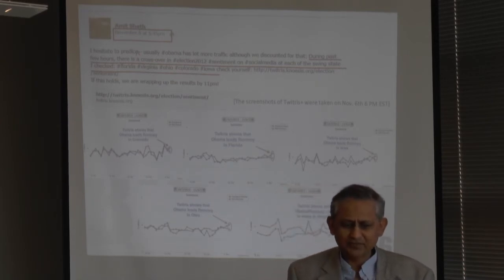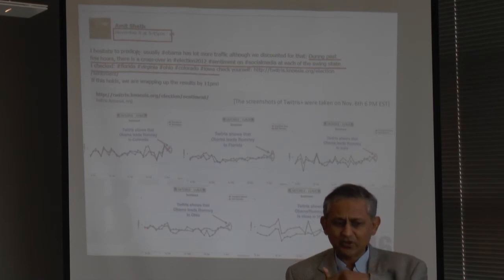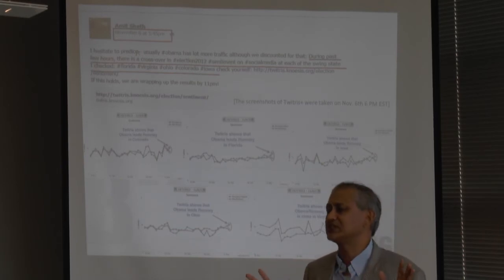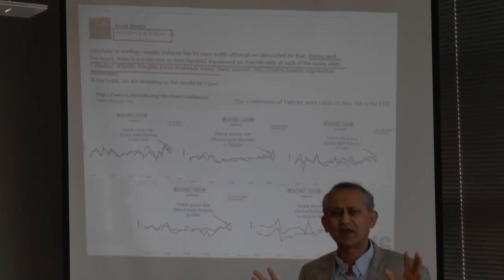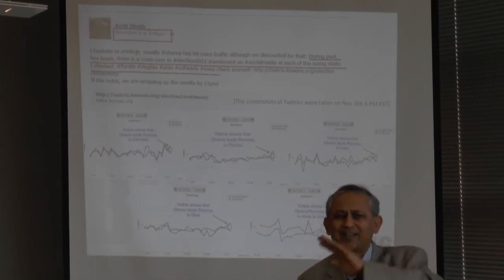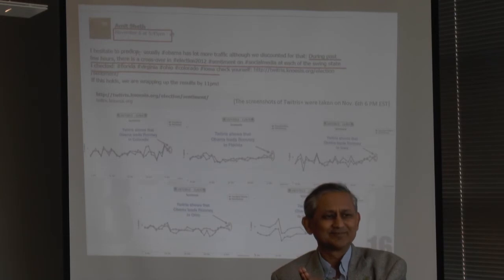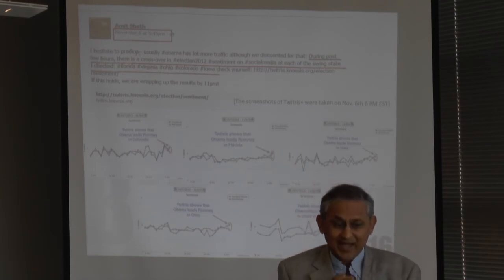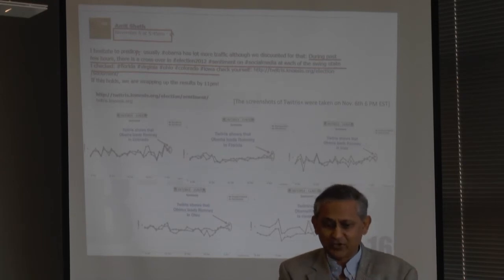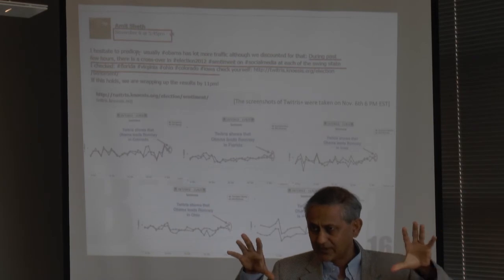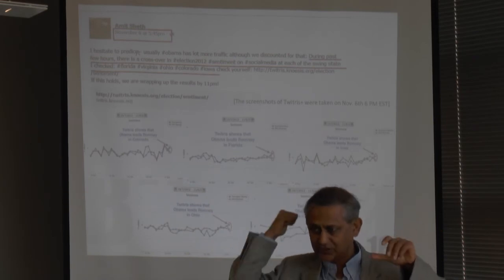During the past few hours, there is a crossover in the election 2012 hashtag. I'm talking about the sentiment on social media in each of the swing states. There were 10 swing states, states that were identified where opinion polls could not tell who would win. I checked Florida, Virginia, Ohio, Colorado, and I said check for yourself. I'm giving the link to our own live monitoring dashboard for the election, and this snapshot is from that.